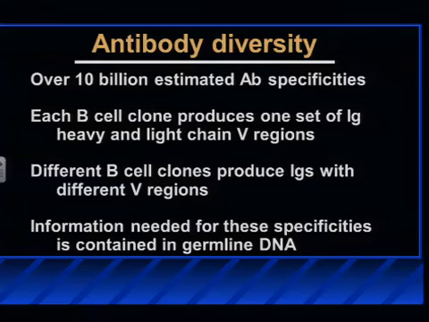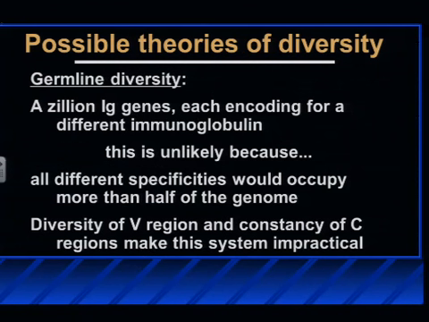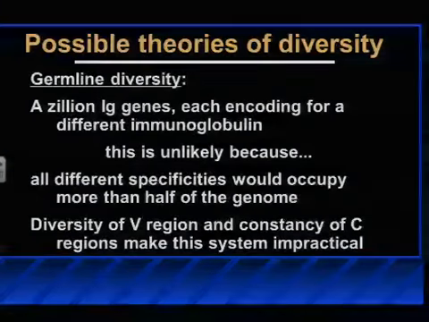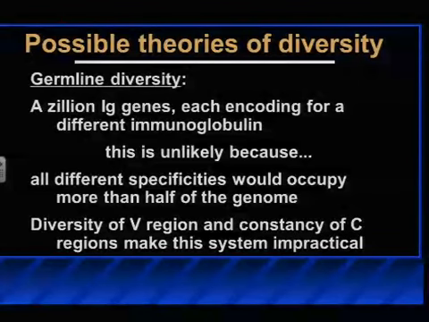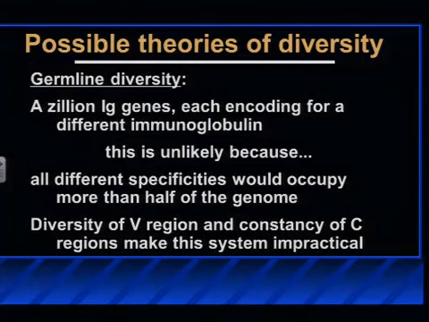So the way that it works is, well, maybe there is a gene in your body that accounts for every single possible immunoglobulin molecule you're going to make. Well, that's highly unlikely, because if you did that, to encode an entire immunoglobulin molecule with one gene, half of the genome would be occupied by immunoglobulin genes. Of course, your genome encodes other things.